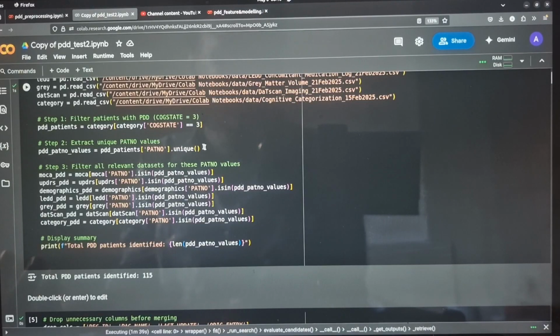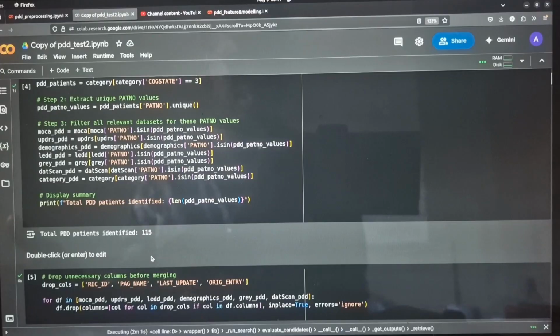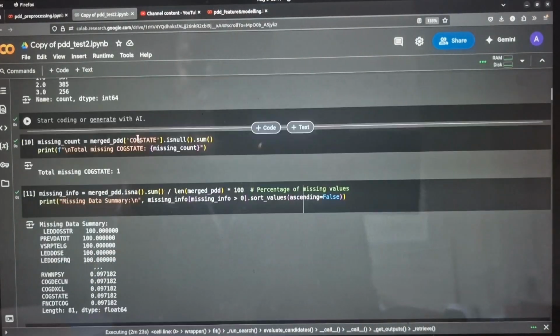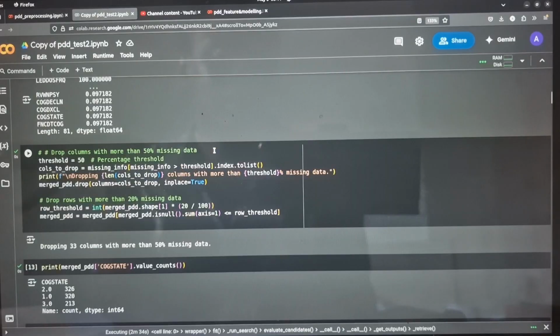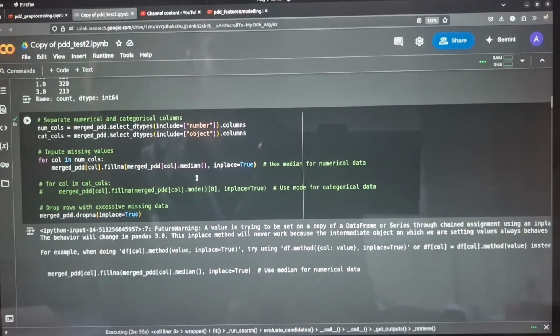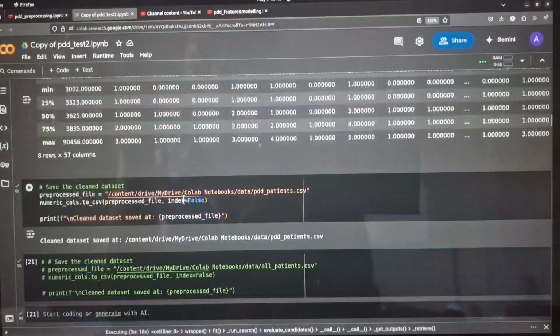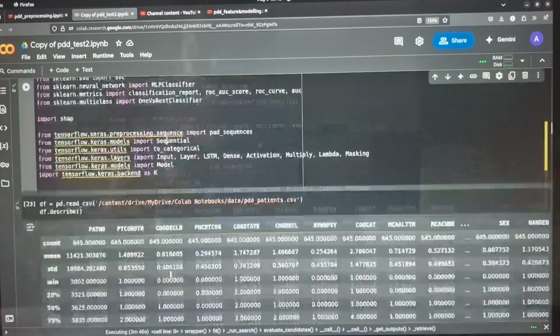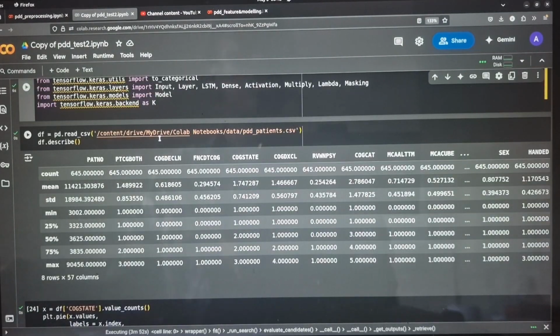So I got my data from PPMI data and filtered out what I want. It's a big repo, so I had to pick my data based on my research and what I think I need. I filtered out for people with PDD alone. So I got 115 people with Parkinson's disease dementia, and I went ahead and picked their visitation data so as to have longitudinal data of these people alone.